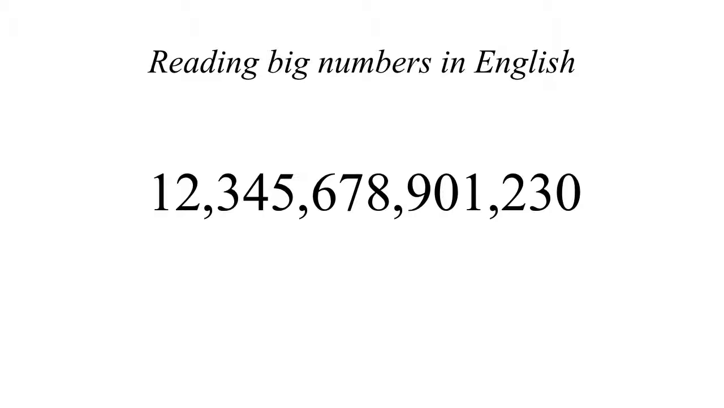So for the first comma, just remember to say thousand. For the second one, say million. The third one, say billion. And the next one, say trillion. And then just cut the parts and read each part of the number. So for this number, this would be 12 trillion, 345 billion, 678 million, 901,230. So just remember what to say for each comma, divide the number up, and read each part.